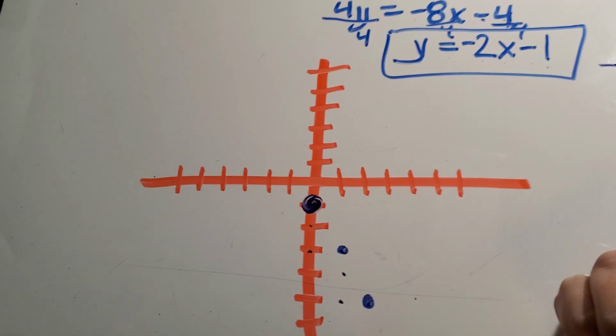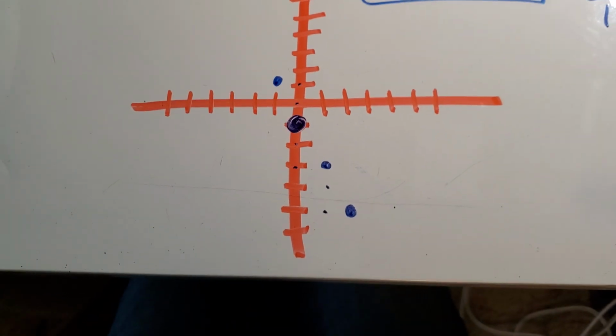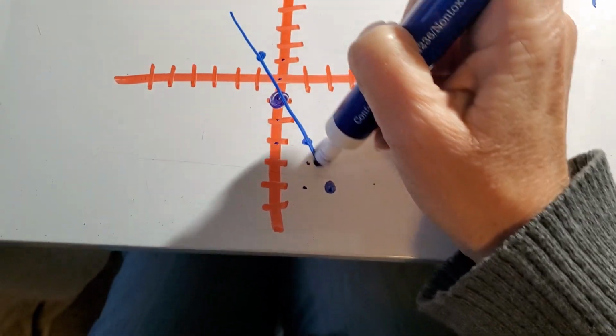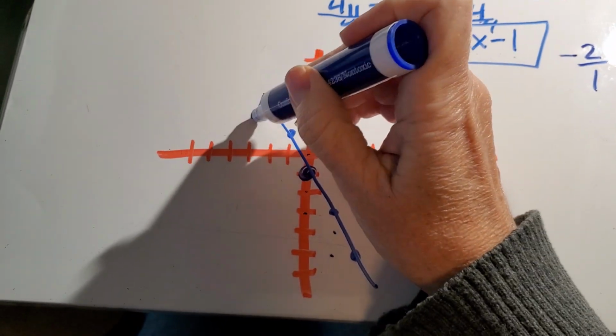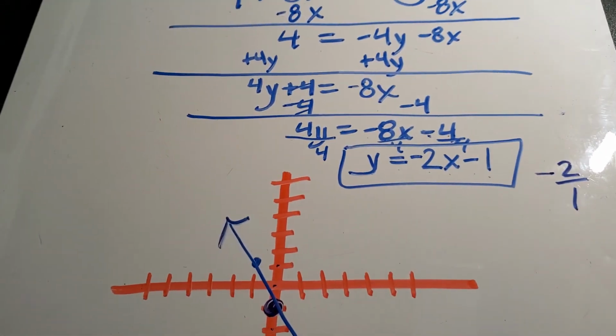And remember, you can always do it in the opposite direction. You can go up 2, back 1. And then we can connect those. And that is our line. It goes on and on forever, so we put arrows. Good job.